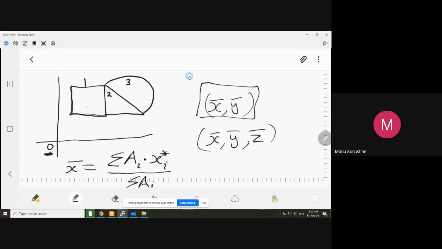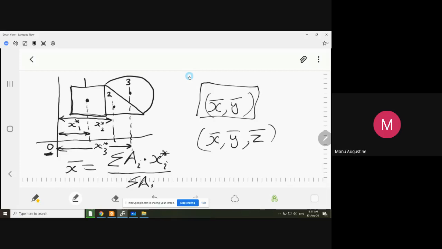this rectangle, the individual centroid of the rectangle is here. So the distance of this centroid from the y-axis is x1 star. Similarly, this is the centroid of the triangle, and this distance from the y-axis is your x2 star, and this is the individual centroid of your semicircle. So this distance measured from the y-axis is x3 star.